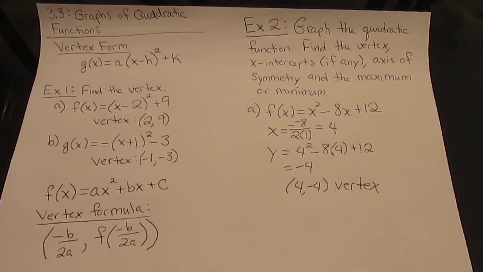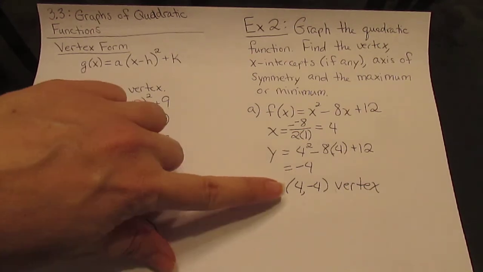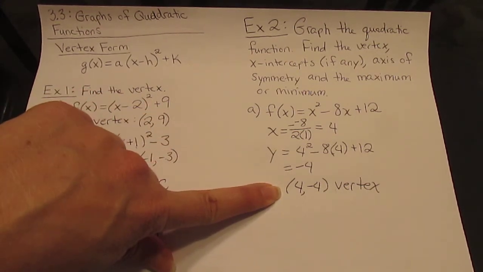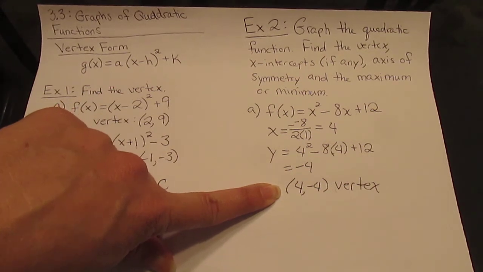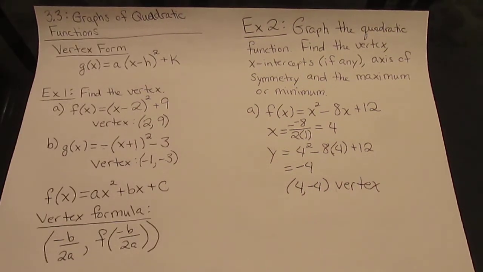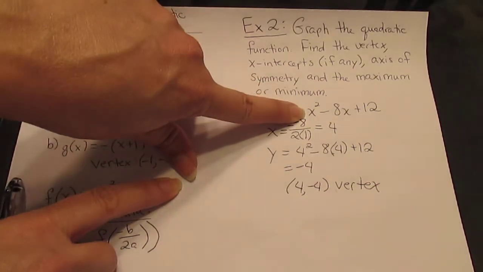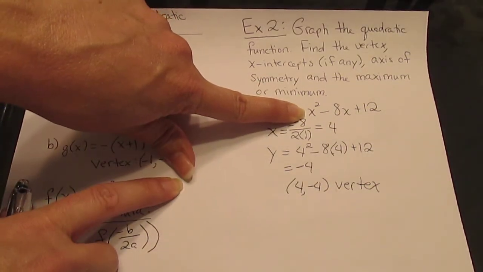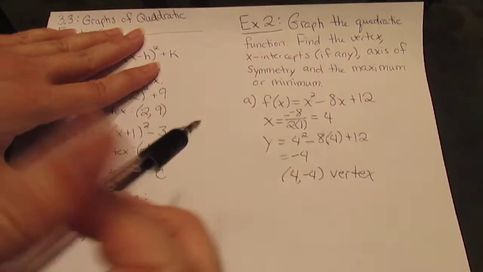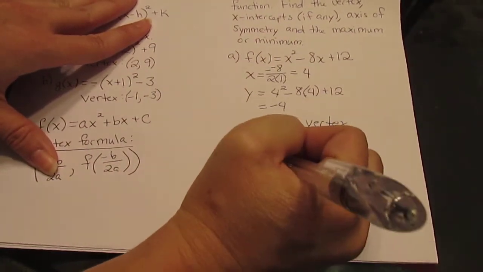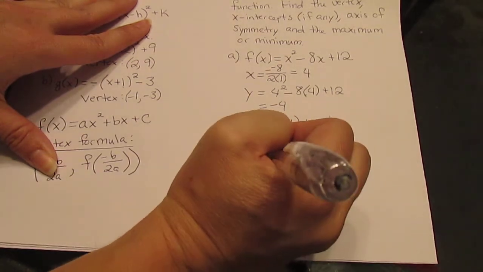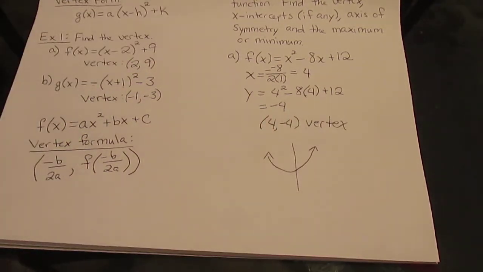The next couple of items are pretty simple to find, the axis of symmetry and the maximum or minimum. Once you find the vertex, it pretty much tells you those answers. What I like to do first is figure out, is the parabola going to open upward or downward? Because that'll kind of help us out. Looking at my a, it is positive, so that means my parabola is going to open upward. So I'm just going to draw myself a little sketch of what that would look like.